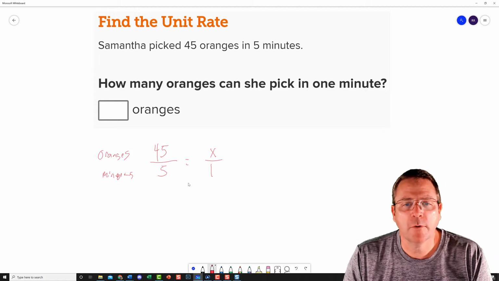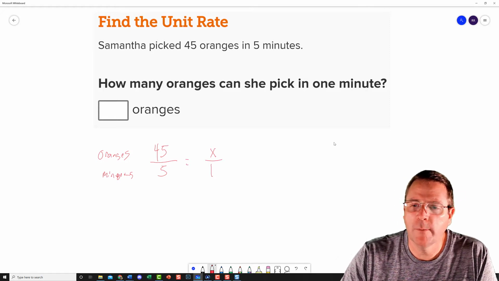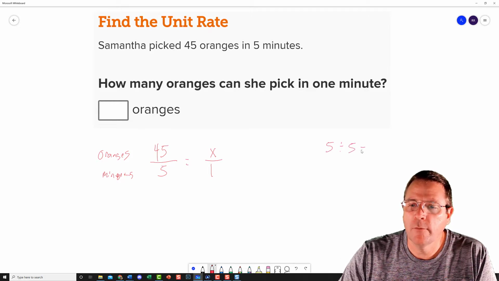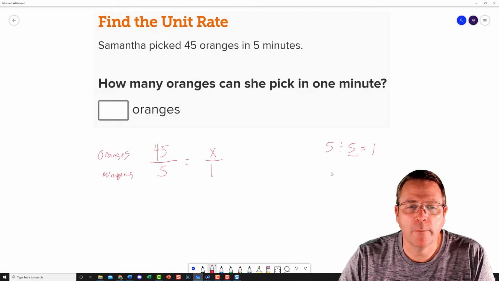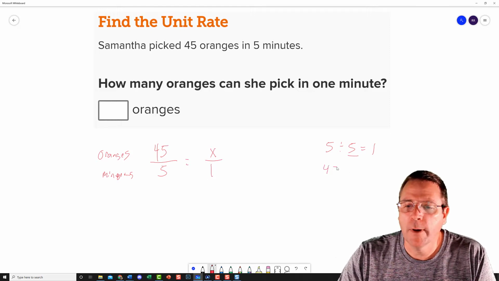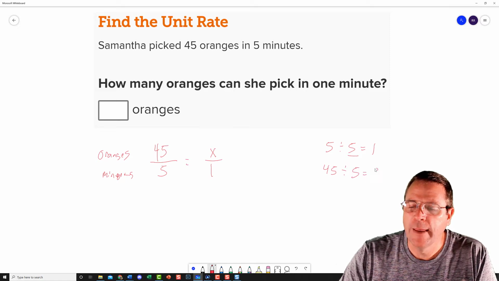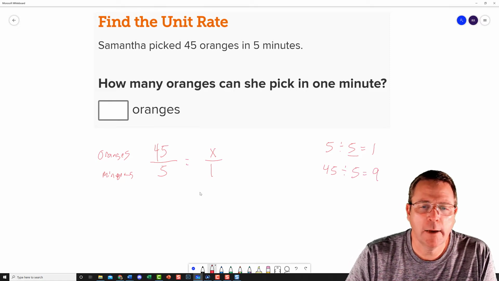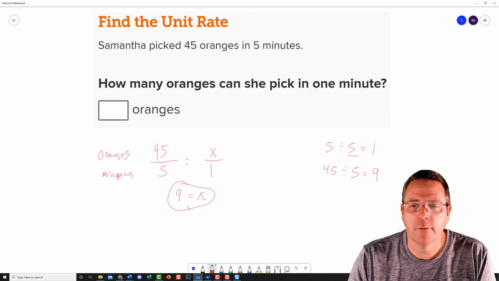Now we have set this up using equivalent ratios, and we need to figure out what we have to do to 5 to get it equal to 1. That is, of course, going to be divided by 5. So 5 divided by 5 is equal to 1, and that's the 5 and the 1 I have here. Therefore, to find my x value, I'm going to take 45 divided by 5, and that is going to equal 9. Therefore, x is equal to 9 in my final answer.